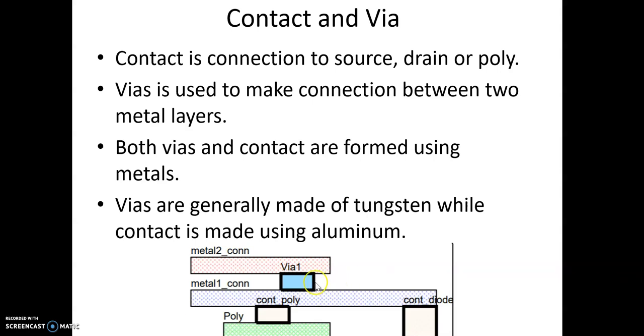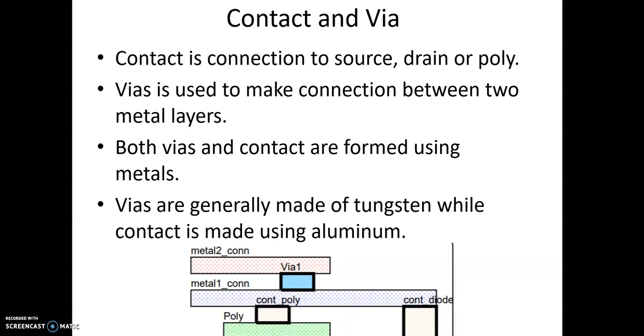If you look at this diagram, this is metal 2 and metal 1, which is connected through the via, and either the metal and polysilicon or metal and diffusion is connected through something called contact or contact cut.